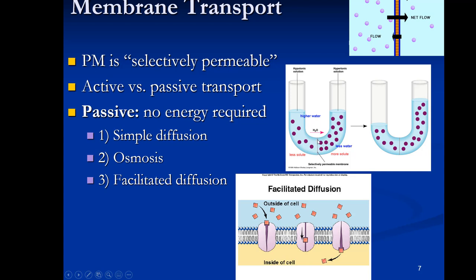So we'll say this is the cell membrane, or selectively permeable membrane. At the beginning, it looks like the levels are the same for water, but there are different amounts of these molecules in here. There's definitely more of the purple dots here than here. So what does that mean as far as water?